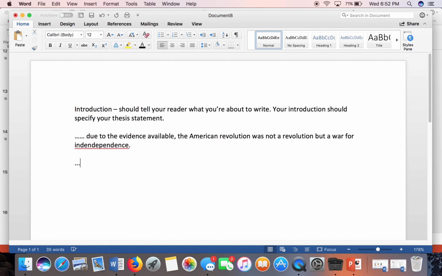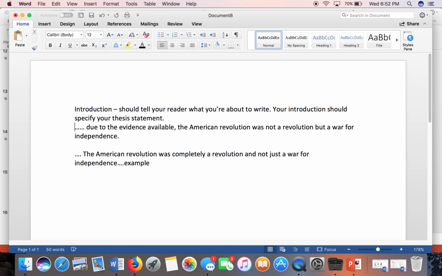If you're actually arguing the other case, both are fine. You want to say the American Revolution was completely a revolution and not just a war for independence. And then you should go on a little bit and tell me some examples. Give me one or two sentences of examples that you're about to explain in this paper. So this is your introduction.